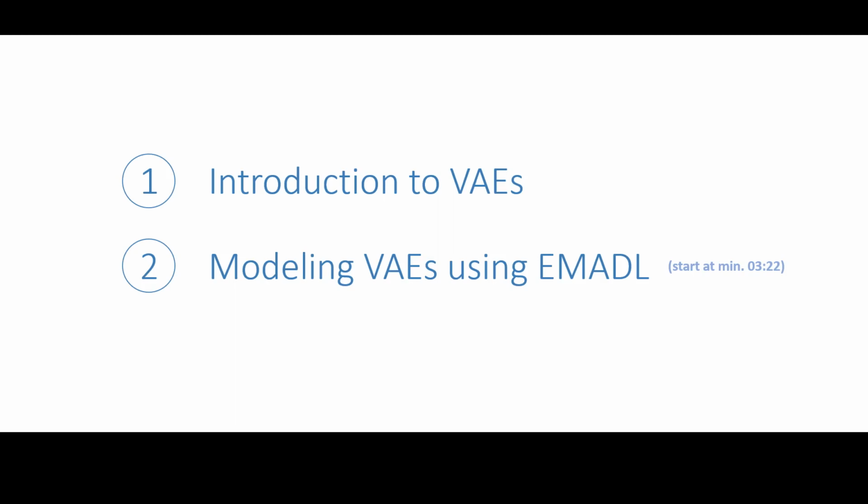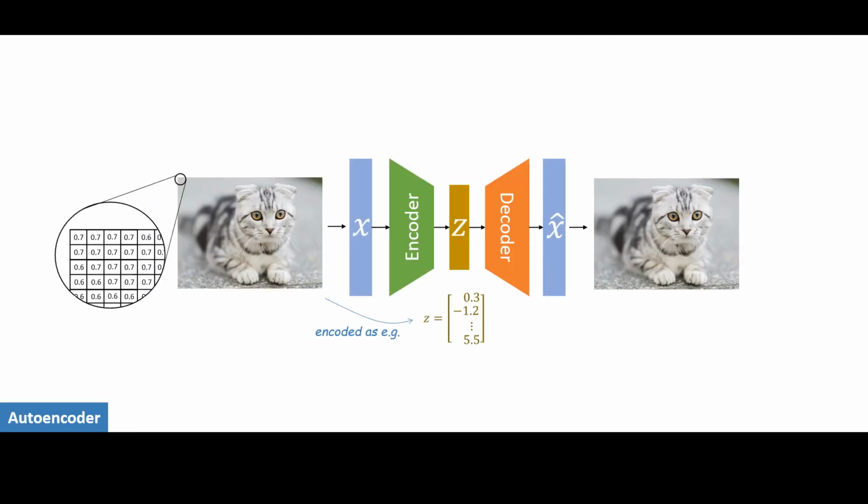This video can be split into two parts. First, I will explain what variational autoencoders are to give you a basic understanding of how they work. If you are already familiar with this model, you can skip this part and jump straight to the main part of this video, in which I will show you a few examples of how you can use the toolchain to model variational autoencoders. Now, let's have a look at what autoencoders are.